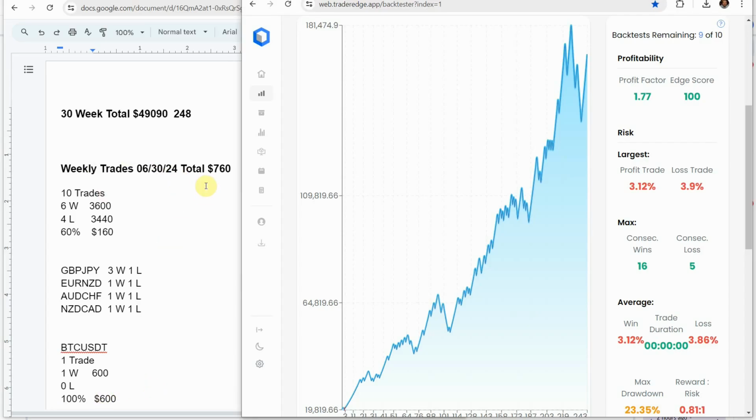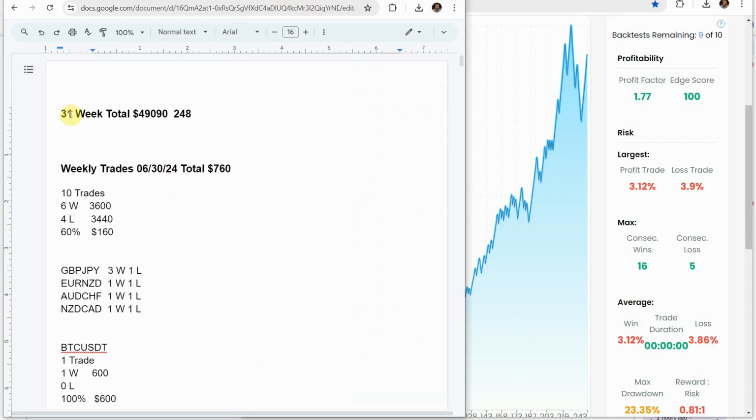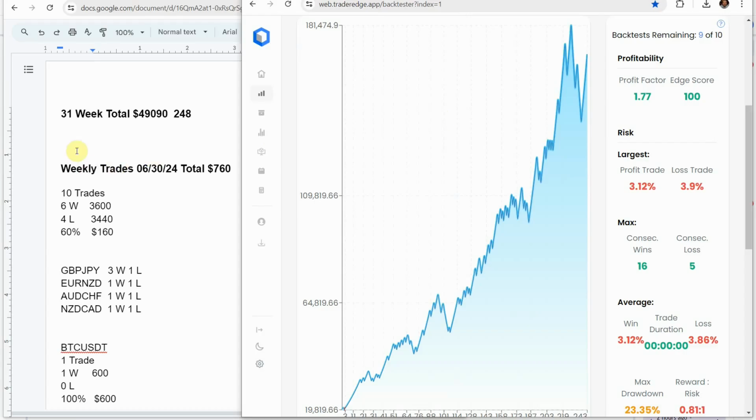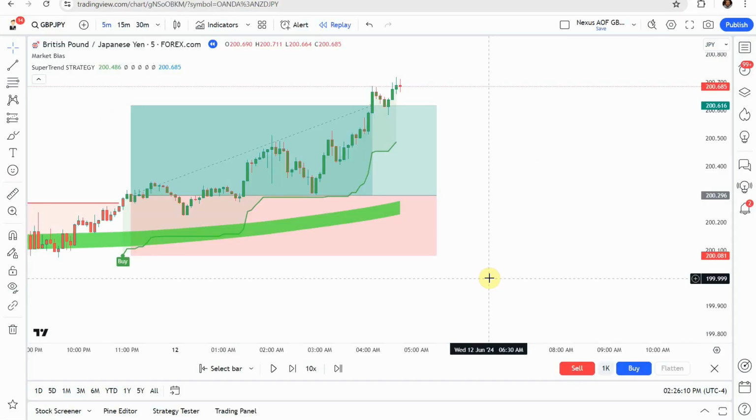Would have been a gain of $760 for the week, and that's actually a 31 week total now, we would have been up $49,090 over 248 trades. You can see more stats on the strategy here, the growth of the equity there. So really good stuff from the Academy of Forex indicator. Alright, that's it for the strategy here. We're going to go ahead and put this one on the yes list and move on to the next video from here.